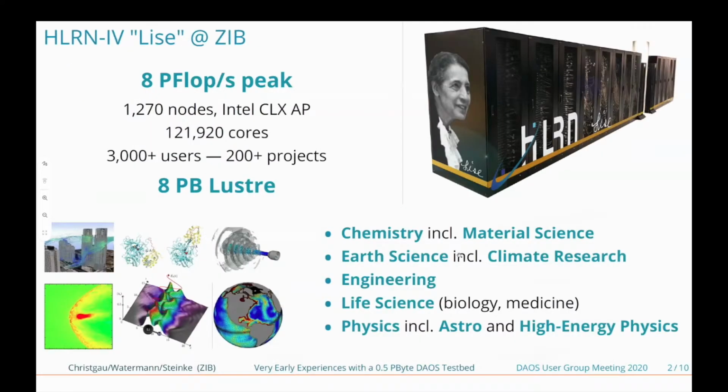So Lise is, as I said, our supercomputer down in the basement. It provides 8 petaflops of peak performance and 8 petabytes of Lustre storage. We have a broad variety of users and projects on our system. We have over 200 projects and over 3,000 users coming from different domains, from chemistry and material sciences, over engineering, and going even to physics, including astro and high energy physics. So we have to provide these services to a large user community, so to say.